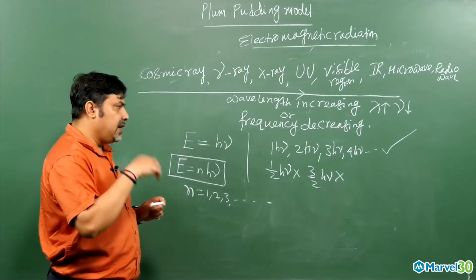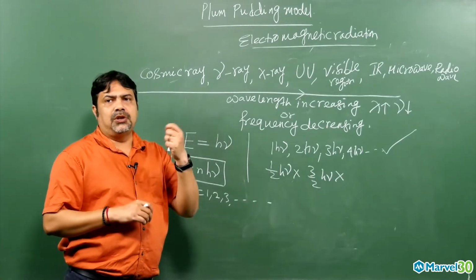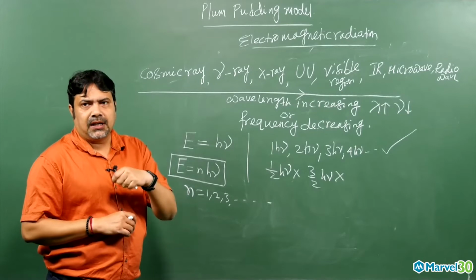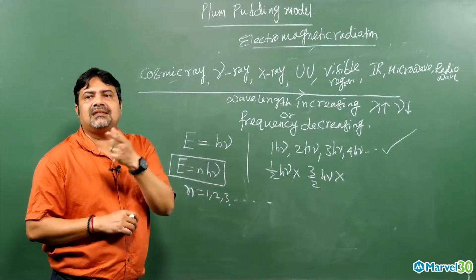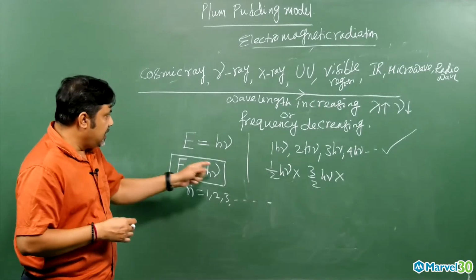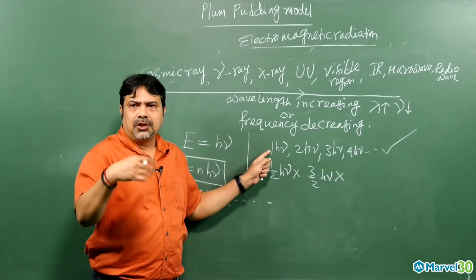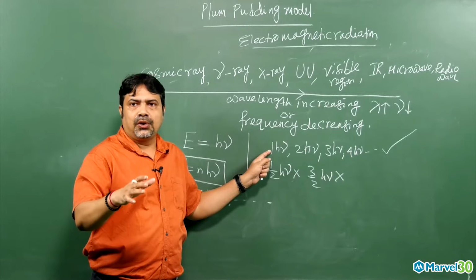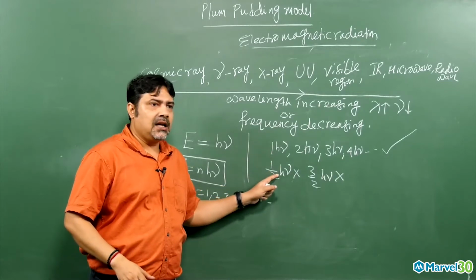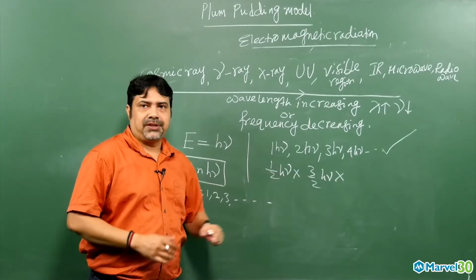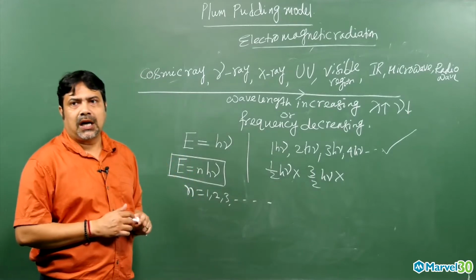So when energy is absorbed or emitted in a packet of energy or a bundle of energy, that is called a quanta. So now the energy will be absorbed or emitted either in the form of 1 h nu, 2 h nu, 3 h nu, 4 h nu, but never like half h nu or 3 by 2 h nu. So these things you have to understand.